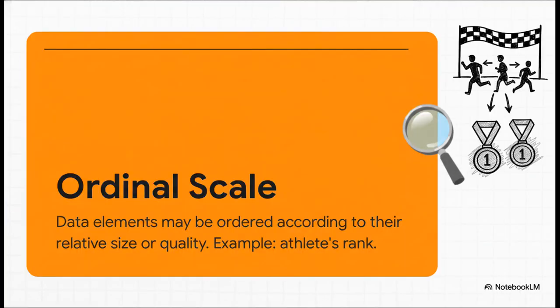All right, moving up a level, we get to the ordinal scale. And just like it sounds, here, the order matters. The classic example is the rank of athletes in a race. You have first place, second place, third place. We know for sure that first is better than second, and second is better than third. There's a clear, meaningful ranking.